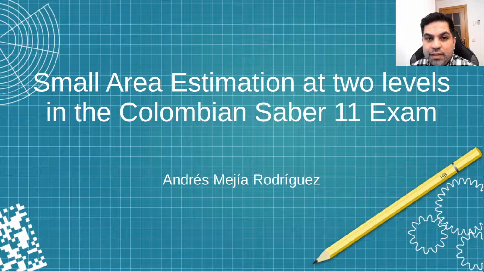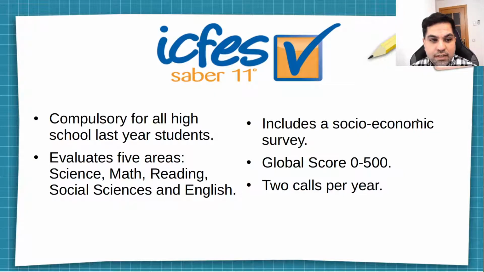Hello, my name is Andres Mejia, and this is small area estimation at two levels in the Colombian Saber exam. The Saber exam is a compulsory exam for highly skilled soon-to-be graduates, for all the last year's students, and it's basically a census of the population of the students graduating in that period.